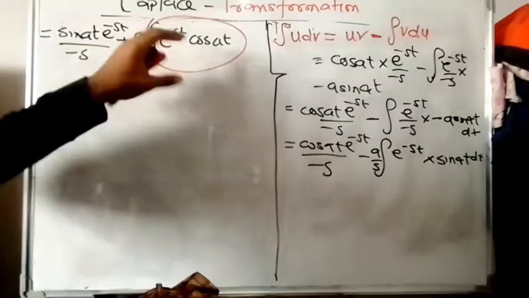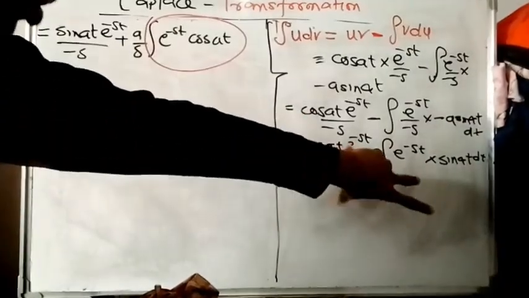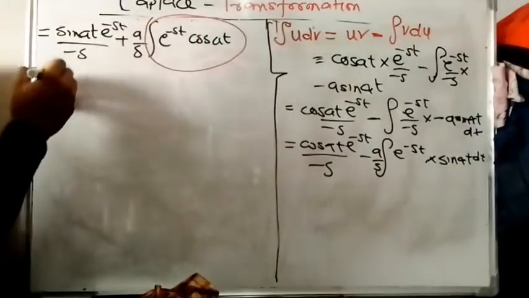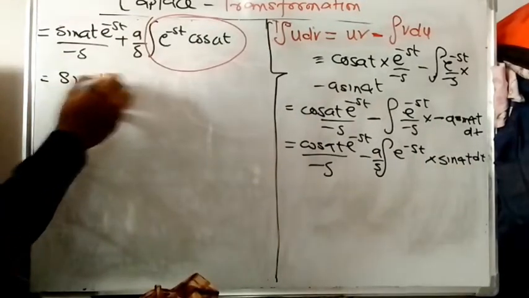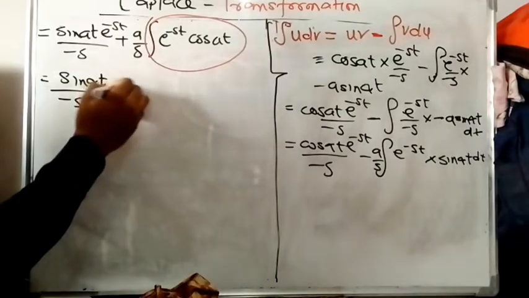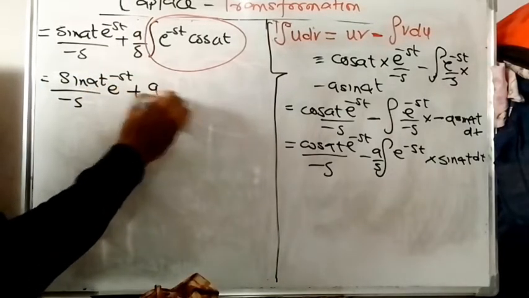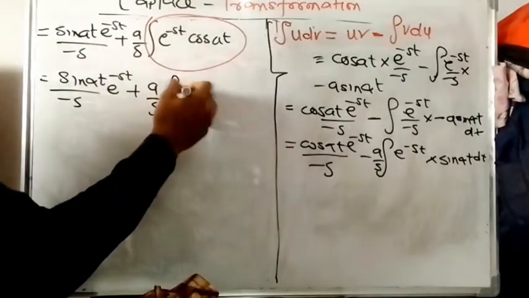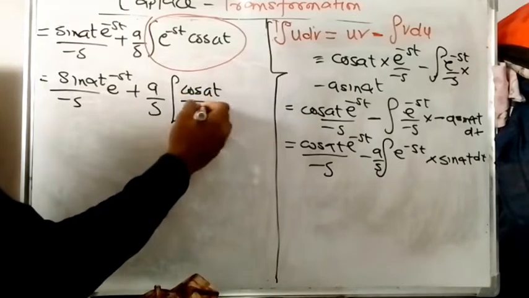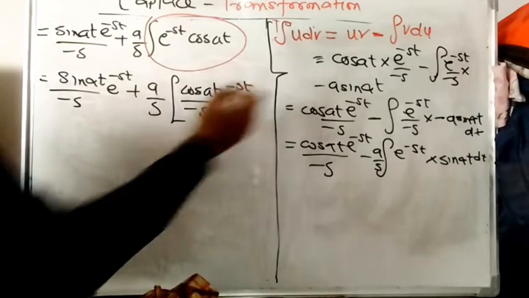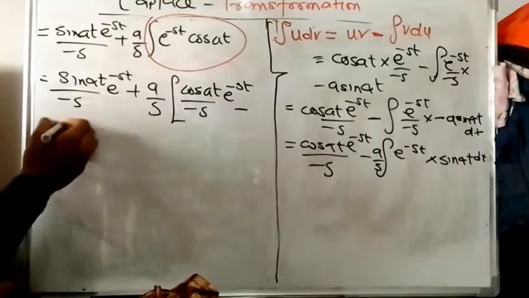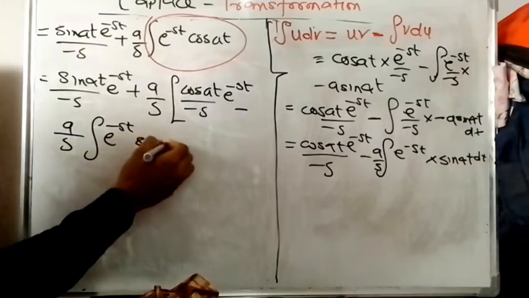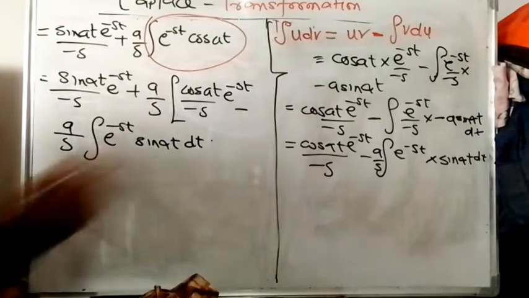So this is what we integrated, right? Then we had this, so I'm going to be substituting this into this place. So we have sine at divided by minus s, right? Exponential minus st plus a over s. Now removing this part and bringing this one in, we'll be having open brackets cos at divided by minus s exponential minus st, right? Minus a over s integral exponential minus st sine at dt, right?